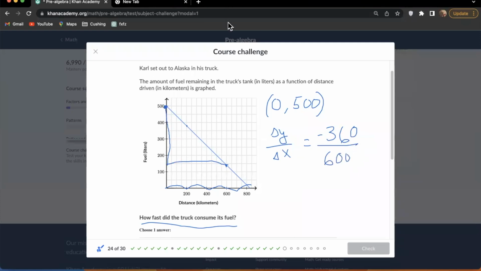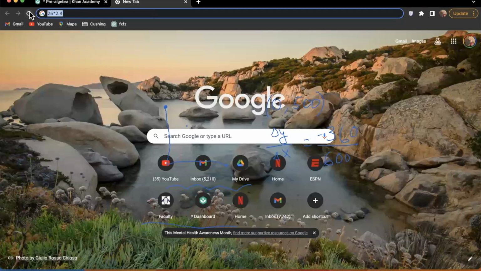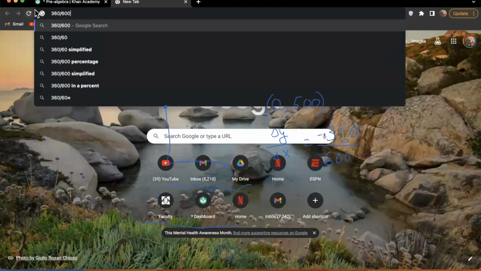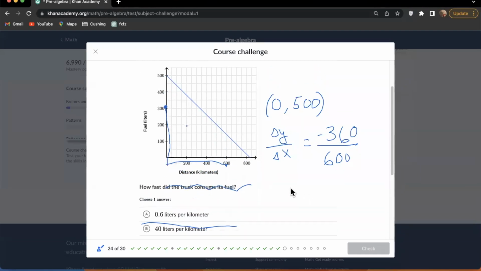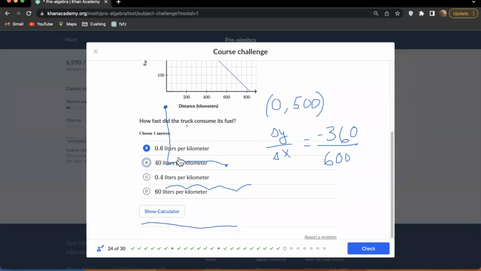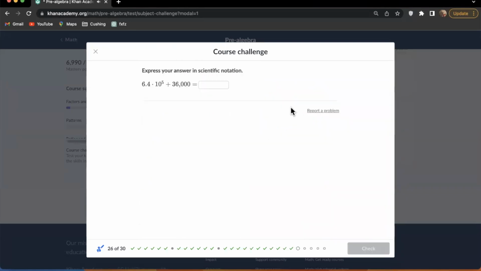So I'm going to get a number that's slightly over a half-ish. Let's do this in our calculator. It's going to be negative 360 divided by 600. It's going to be negative 0.6. So I'm losing 0.6 liters of fuel per kilometer. So I think that answer is here, 0.6 liters per kilometer.